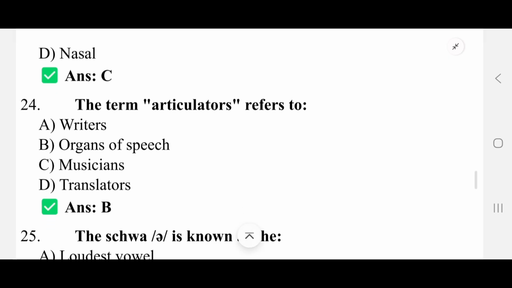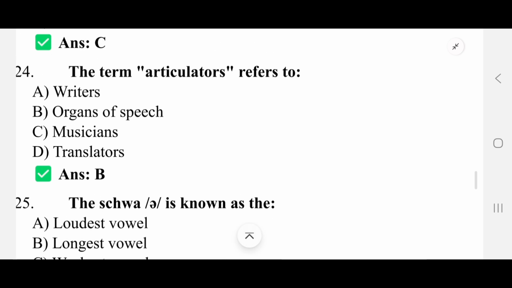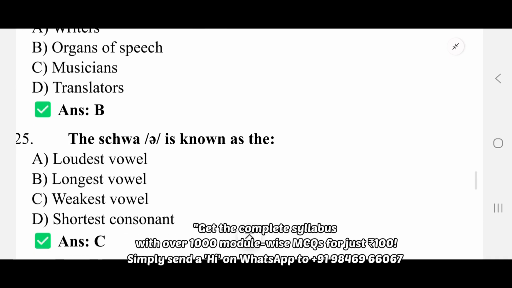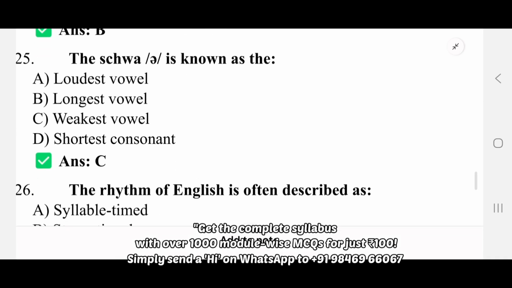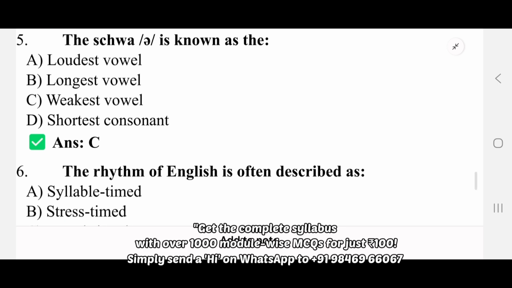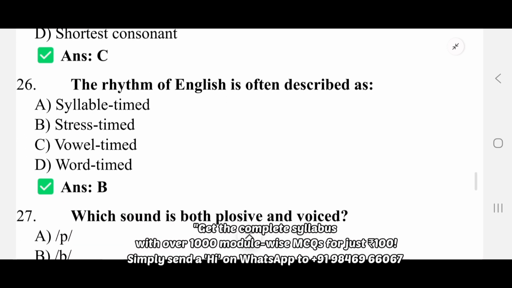The term articulators refers to writers, organs of speech, musicians, translators. Organs of speech. The schwa is known as loudest vowel, longest vowel, weakest vowel, shortest vowel, shortest consonant. So option C, weakest vowel.